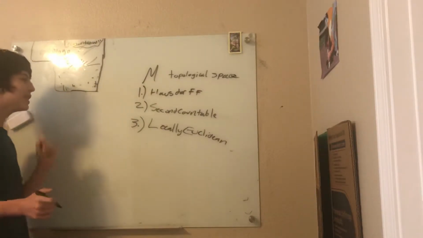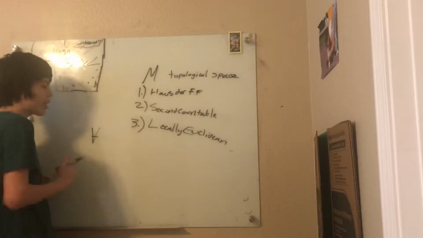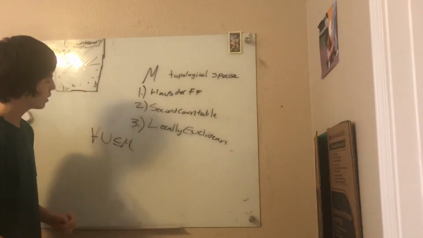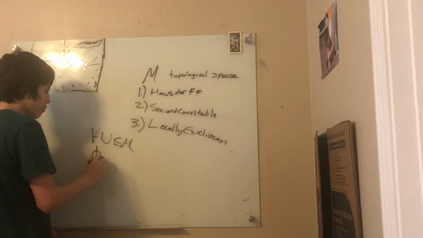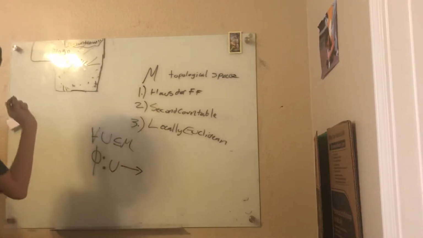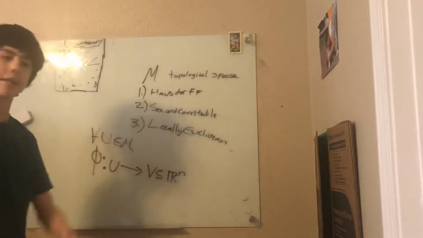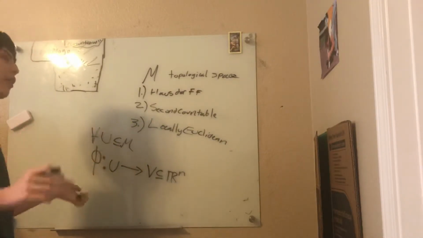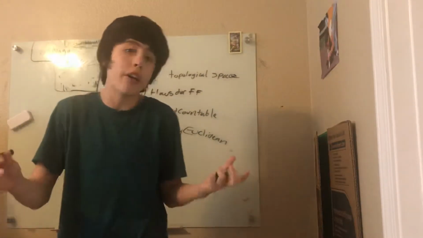It's locally Euclidean. What this says is that for every open set in the manifold, there can be a function between the open set of the manifold and an open set of Euclidean space, R^n. R is the real line, R2 is the Cartesian plane, and R3 is space. This is R3. We are in R3 right now.